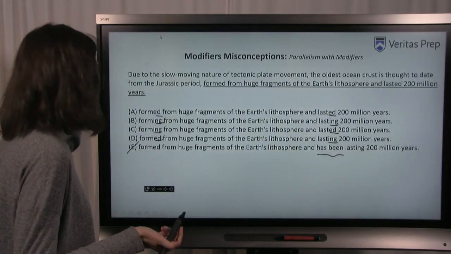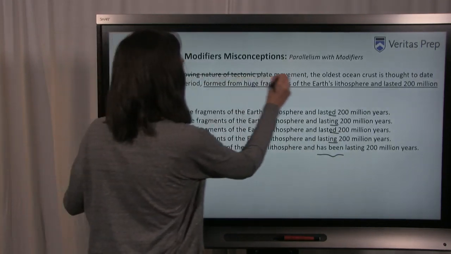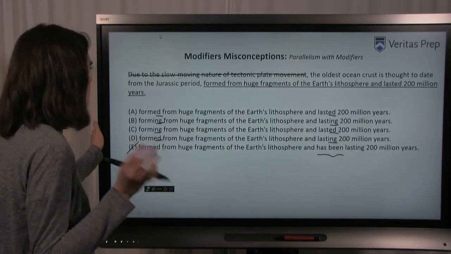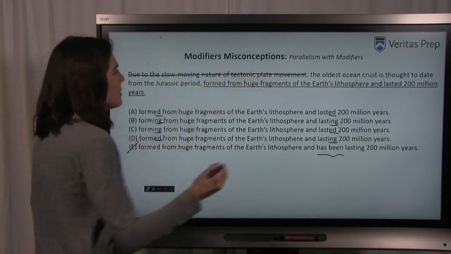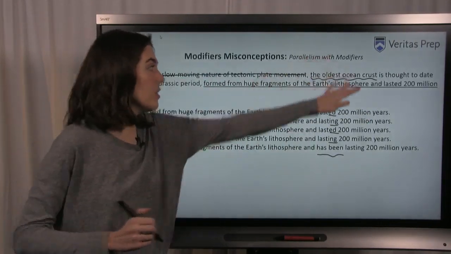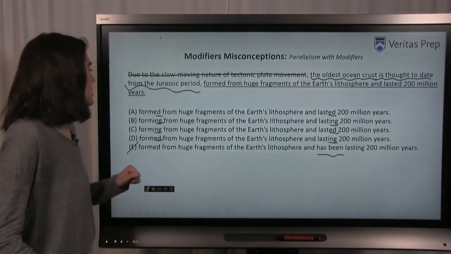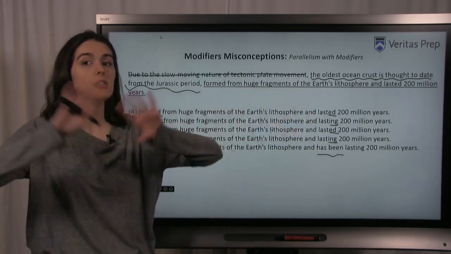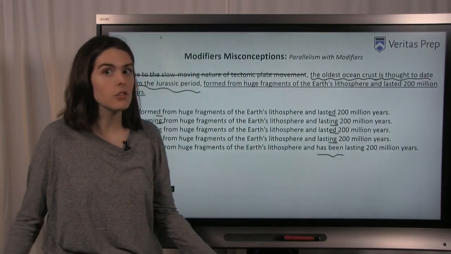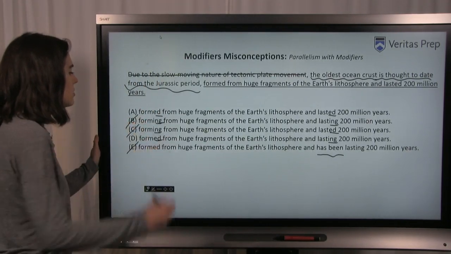So taking a look at this, we're going, okay, due to the slow-moving nature of tectonic plate movement, okay, that's all modifier, don't care, the oldest ocean crust is thought to date from the Jurassic period. All right, all of that, don't really care. Now, this is describing the oldest ocean crust because these are two participial phrases, so they describe the whole thing, so the oldest ocean crust, blah, blah, blah, right? So the oldest ocean crust formed. Is it still forming or did it form in the past? Well, I mean, I don't know. Has it been forming for 200 million years? Probably not. It makes more sense for it to be in the past. So B and C are out.